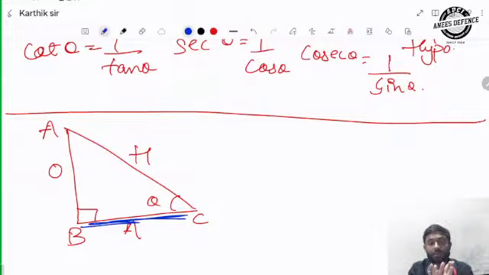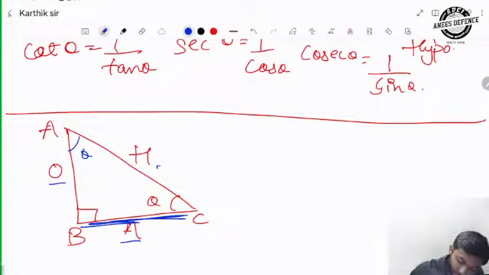Adjacent applies only to these two angles, because we are assuming that these two are not 30, 60, or 90. If that angle is theta, and we are considering this as theta, then this is opposite, this is adjacent, and this will be hypotenuse.